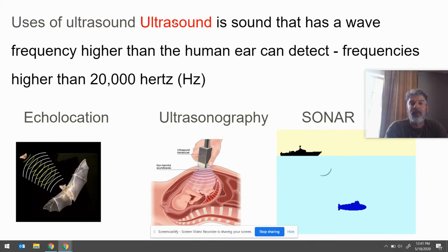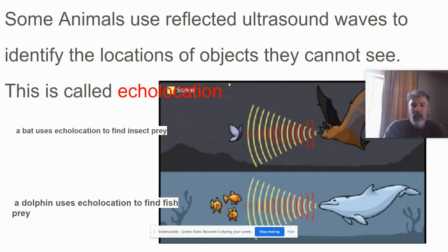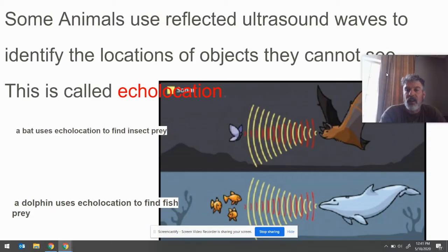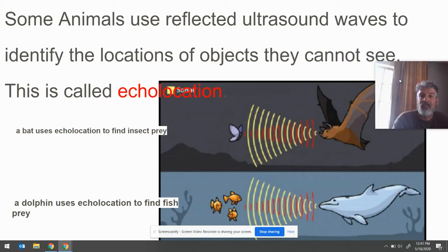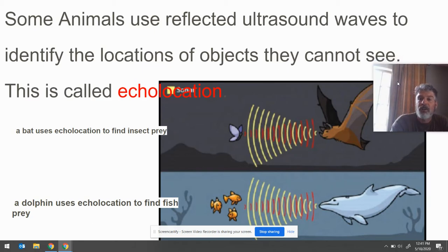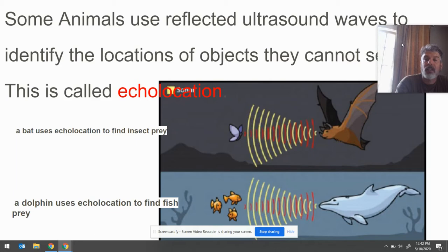All right, so let's talk about that. In each case, it's this ultrasound, which is oftentimes used for this purpose, which are frequencies higher than 20,000 hertz. Two animals, but there are a lot of other animals besides that, including whales, that use reflected sound waves to identify locations of objects they cannot see. This is called echolocation. This is one practical use of that as an adaptation that organisms have to help them compete and survive. Bats and dolphins use echolocation to find fish and prey.